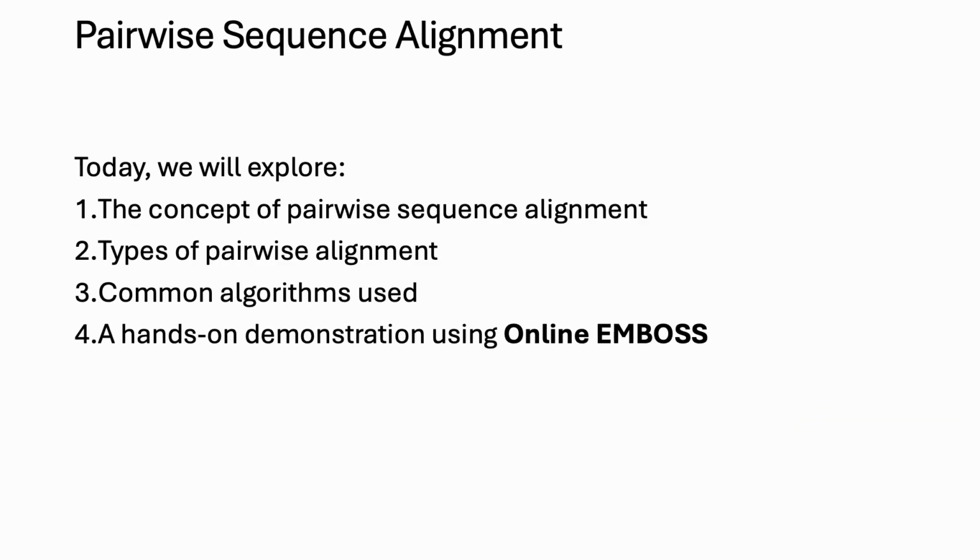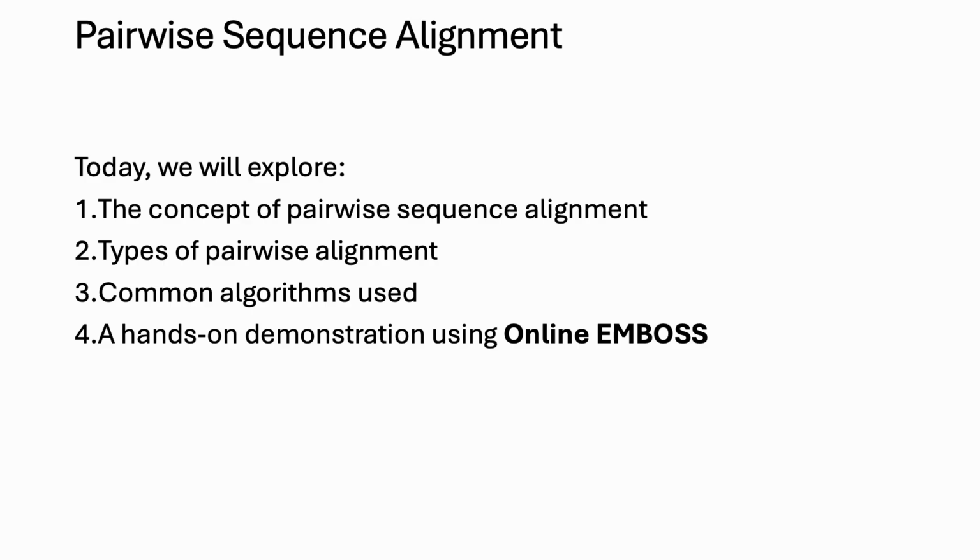So what is pairwise alignment? Pairwise alignment is a sequence alignment technique. In bioinformatics, sequence alignment is a fundamental technique used to compare DNA, RNA, or protein sequences to identify regions of similarity. This may indicate functional, structural, or evolutionary relationship between the sequences.